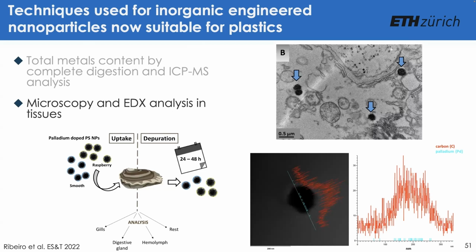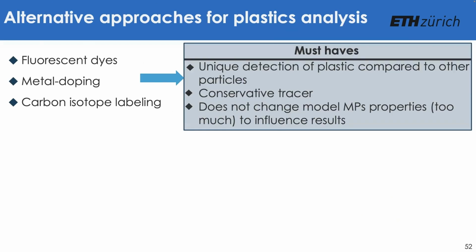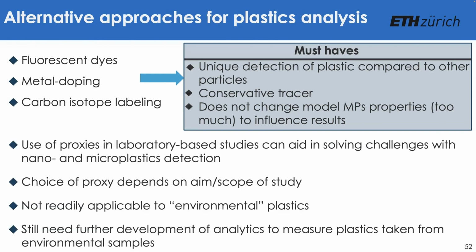So when we're looking at these different alternative approaches for plastics, I said there are a lot of must-haves to consider in deciding if it's going to be useful or not. But I think that they are quite useful in a lot of contexts, especially as proxies in lab-based studies, which can really solve a lot of the analytical challenges with nano and microplastic detection.